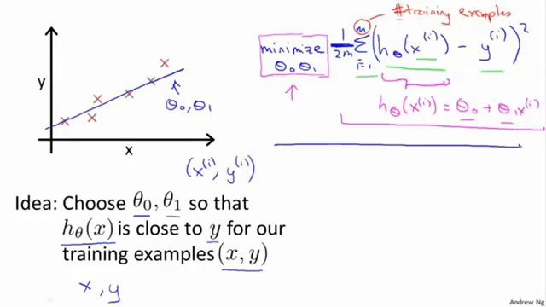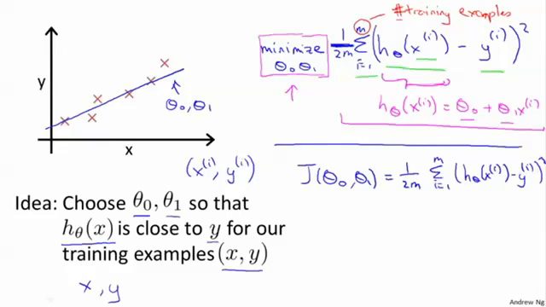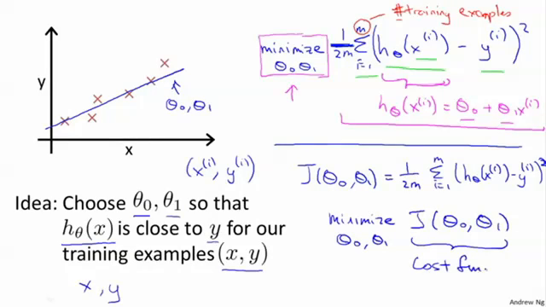And just to rewrite this a little bit more cleanly, by convention, we usually define a cost function, which is going to be exactly that formula that I have up here. And what I want to do is minimize over theta 0 and theta 1 my function J of theta 0, comma, theta 1. This is my cost function. This cost function is also called the squared error function, or sometimes called the squared error cost function.